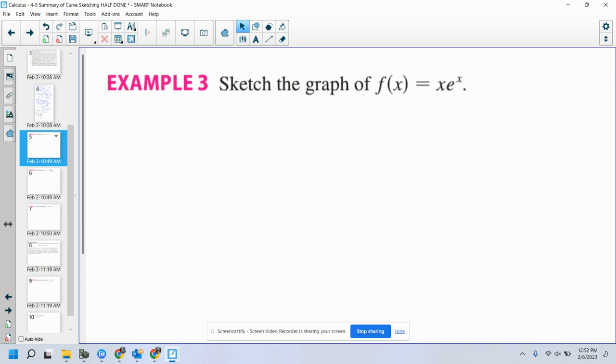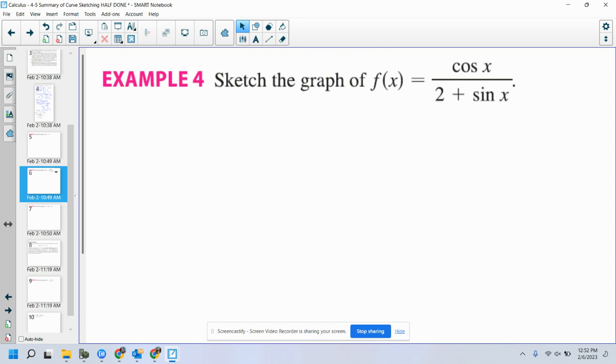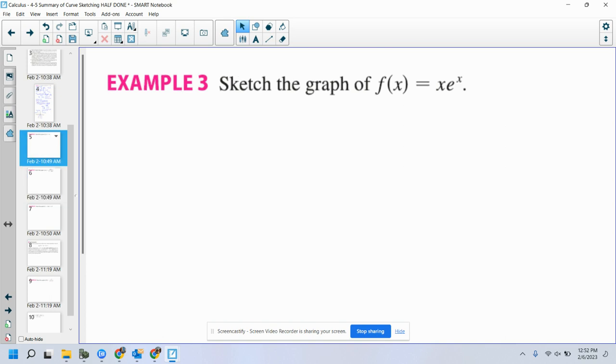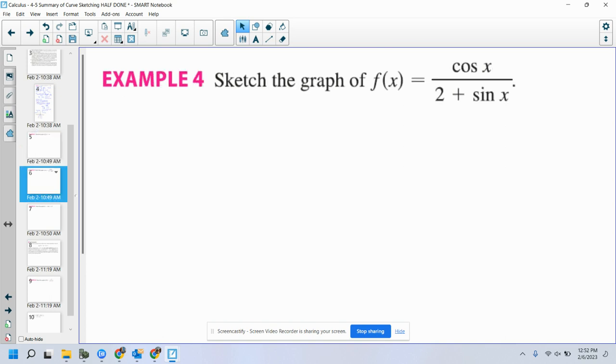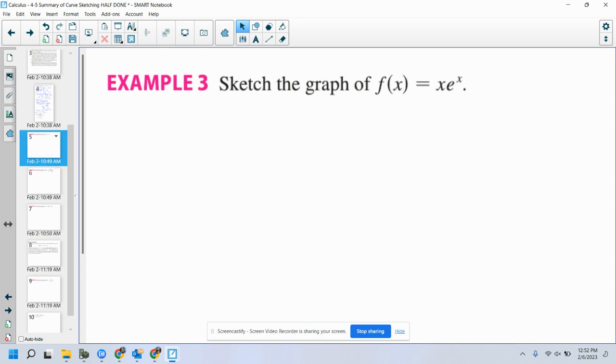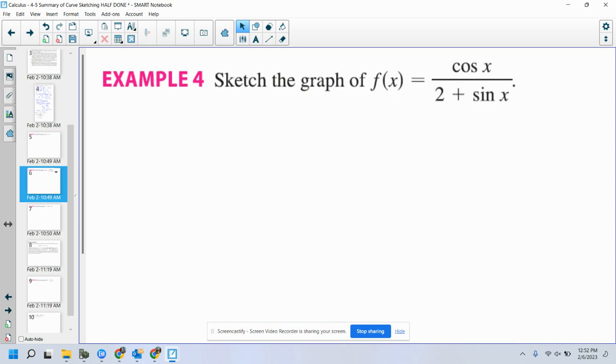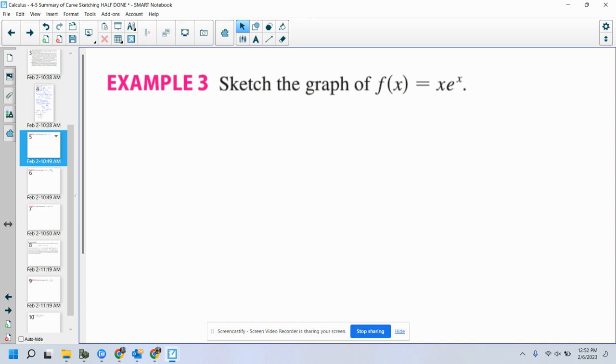You can either do x e to the x, or cosine over 2 plus sine x. You got 2 choices. Who wants to do x e to the x? Who wants to do the trig? Who doesn't care? There we go. Okay, we'll do x e to the x. It doesn't really matter.